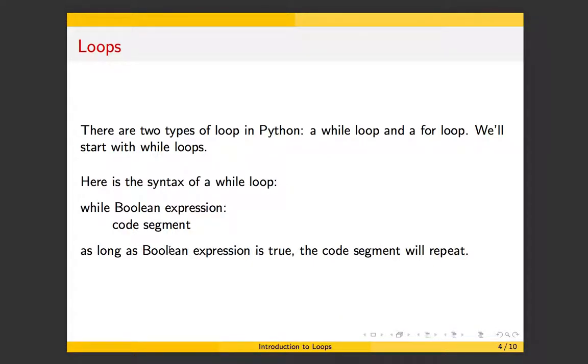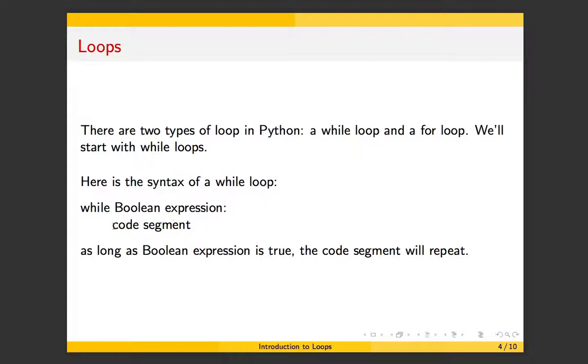So here is the syntax of a while loop. While. Okay, so you use the actual English word while, and then you put whatever Boolean expression you want here, and then here's the code that you want to have repeated. Recall a Boolean expression is either true or false. So this statement here is either true or false. As long as that statement is true, this code segment will keep running over and over and over again. So that's how a loop works.